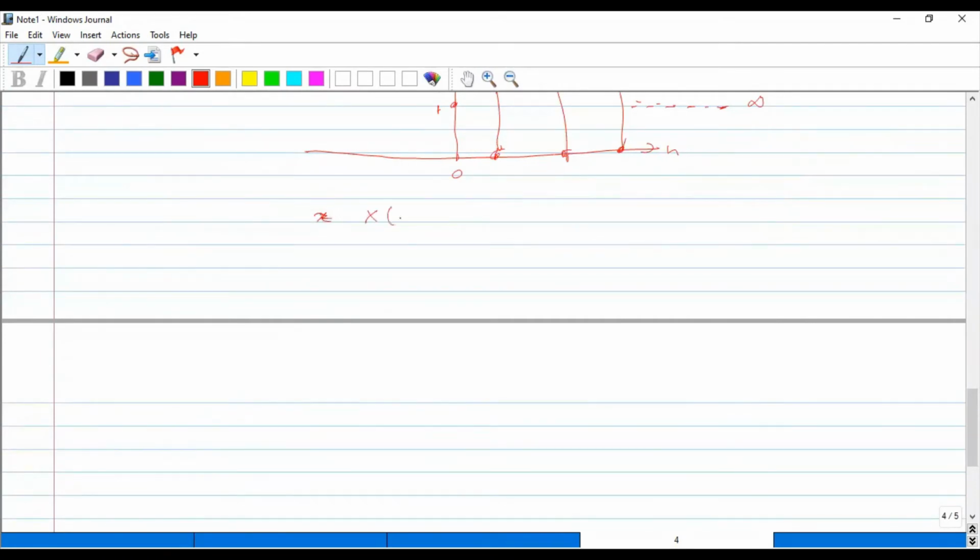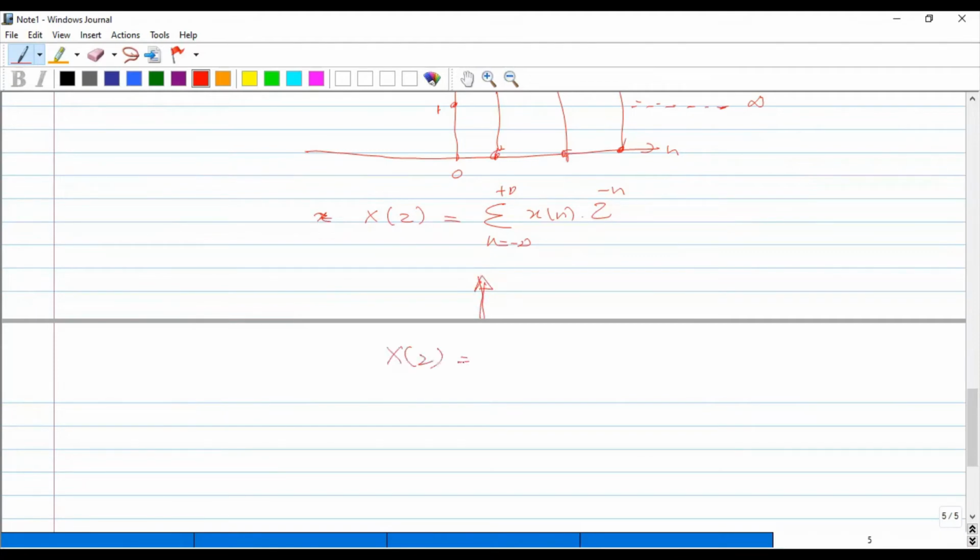You know that X(z) is equal to the sum from n equals minus infinity to plus infinity of x[n] z to the power minus n. This is the definition of the z transform. For this sequence, n is from 0 to plus infinity only, not negative values. So we have here a^0.